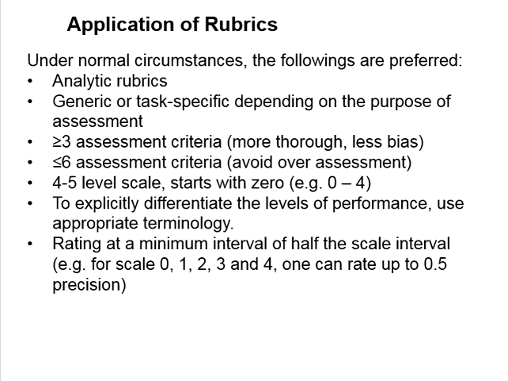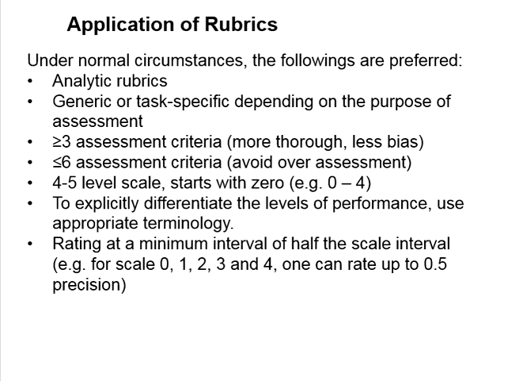As for the assessment criteria, the recommended number shall range between 3 to 6. Not too little, in order to prevent bias, and not too much, to avoid over-assessment. As for the scoring levels, a manageable range would be 4 to 5 levels. You are recommended to start with 0, so that students who are not meeting the requirements can be awarded 0 marks.